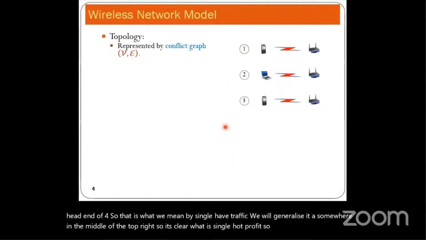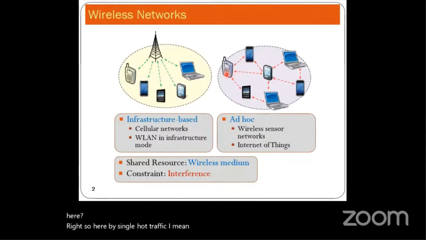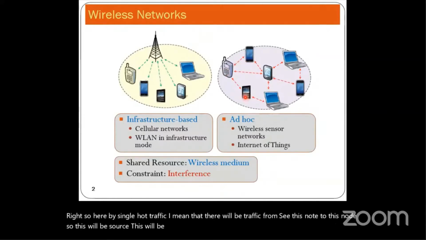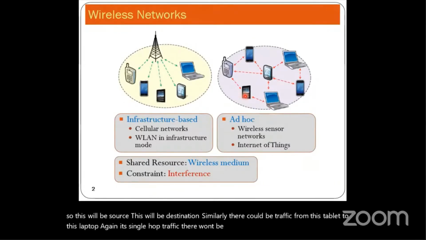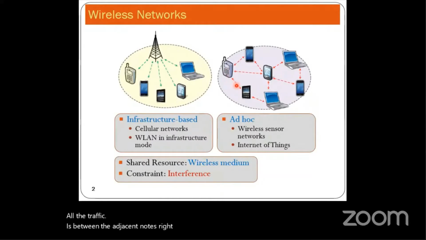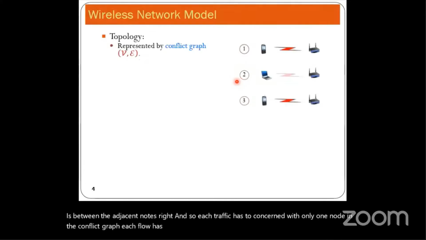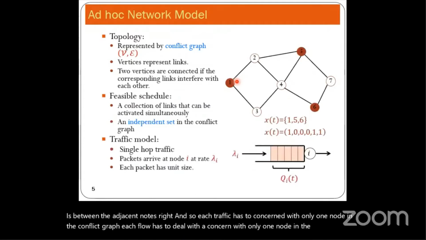So if I go here, by single hop traffic I mean that there will be traffic from this node to this node. This will be the source, this will be the destination. Similarly, there could be traffic from this tablet to this laptop. Again, it's single hop traffic. There won't be any packets that you want to transmit from this tablet to that laptop, because it would have to traverse multiple hops. We will relax this requirement later, but for now I assume that all the traffic is between adjacent nodes. Each flow is concerned with only one node in the conflict graph. I hope it is clear what I mean by single hop traffic.